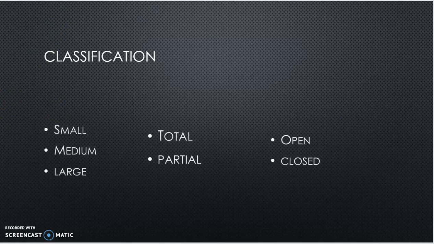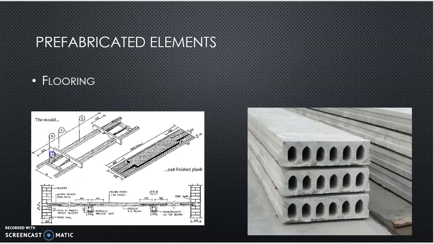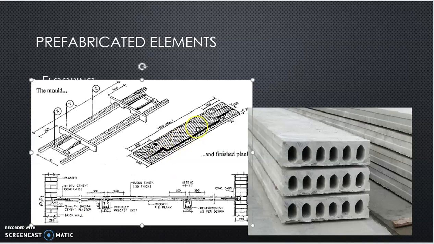Now these are the elements used in prefabrication. So you can see here we have a flooring element. So this is a mold. Now when you see this, you should realize this part is elevated. It is a little bit on top. So this is elevated and this part is very much low.